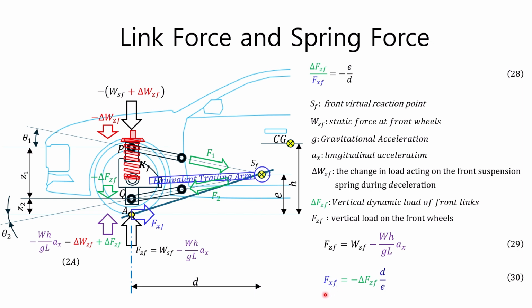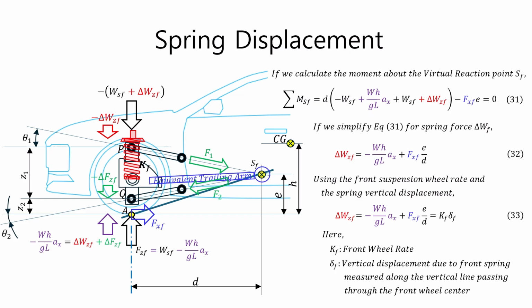What we aim to determine is the relationship between the front wheel braking force, dynamic force, and the vertical dynamic load acting on the front springs, delta WZF. Then, calculate the spring displacement, and from this, calculate the dive and pitch angles. For a front wheel braking vehicle, let's calculate the front spring displacement relative to the front wheel center. To do this, it is necessary to determine the relationship between the previously mentioned front wheel braking force FXF, the vertical dynamic load, and the vertical dynamic load acting on the front spring, delta WZF.